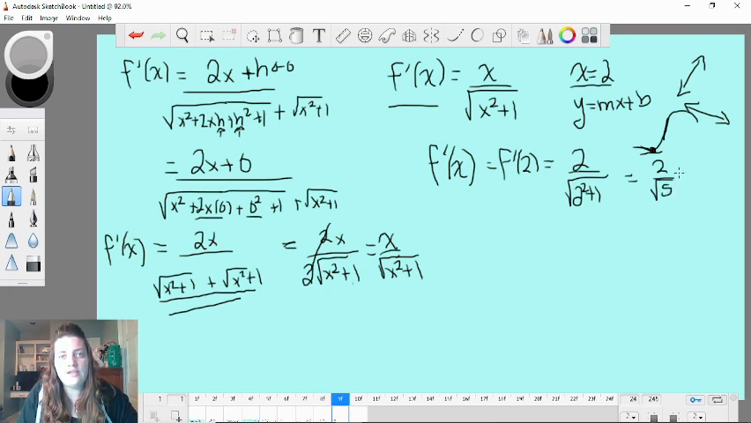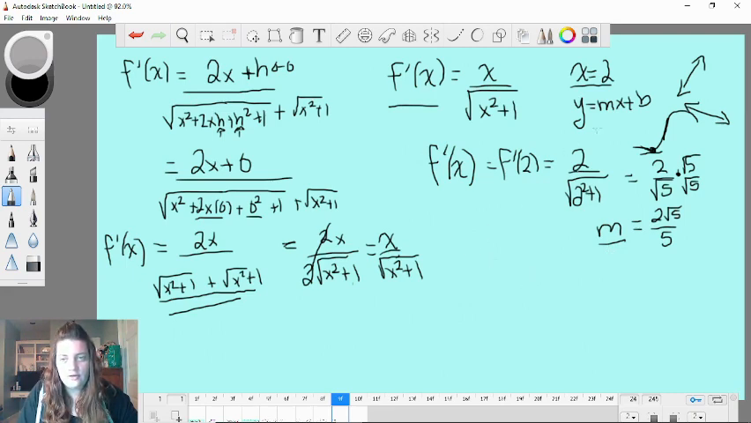I like to get rid of my square roots on the bottom, and to do that you just multiply by the opposite or the same, so you can get rid of the square root. Square root of 5 times the square root of 5 is the square root of 25, which is just 5. So we'll be left with 2 square root of 5 over 5. And remember, this equals our slope, so m is what our variable for slope is. M equals 2 square root of 5 over 5.